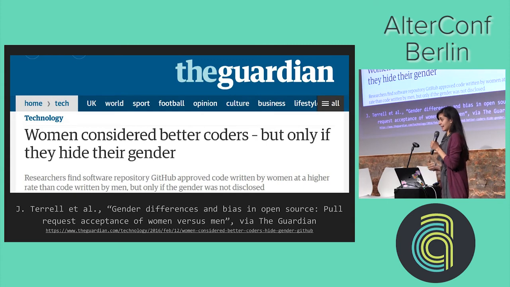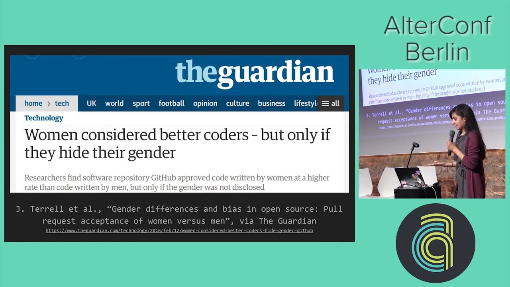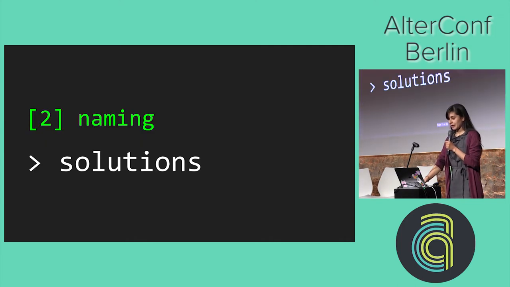On the other hand, if they had an identifiably female name, their pull requests were accepted less often than males. So it doesn't matter just what your code says. It also matters what your name says when you're presenting that code. This I find problematic. I think a lot of other people do too. So what can we do about these naming issues?